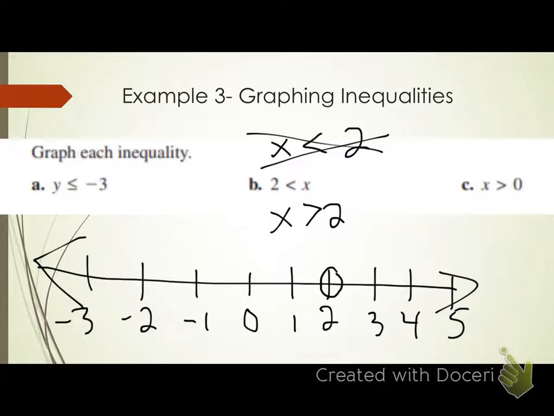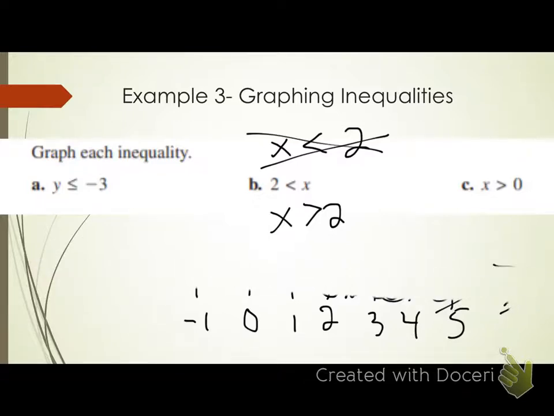So now it's reading x is greater than 2. So I want all the numbers that are bigger than 2. That'd be everything to the right of 2. Shade in my graph. Put an arrow on my shading to let myself know that I'm shading forever to the right, because that's all the numbers that are bigger than 2.